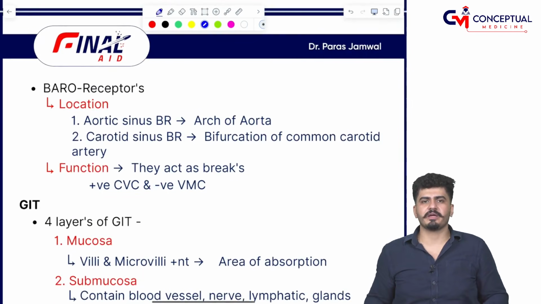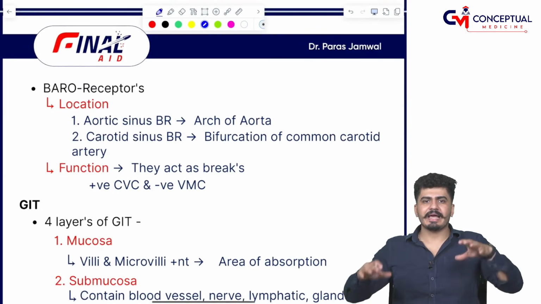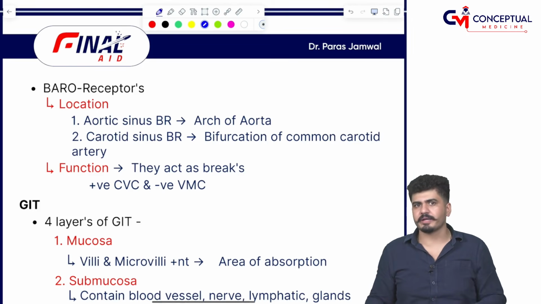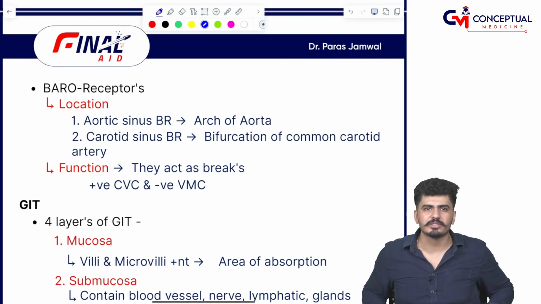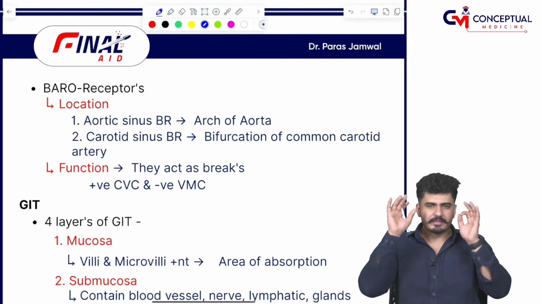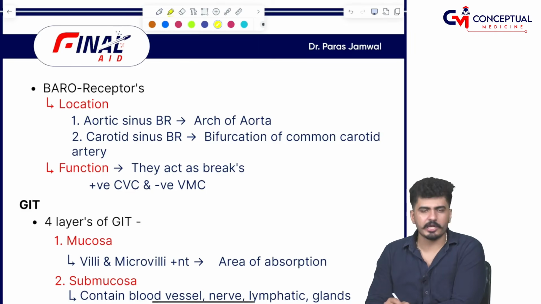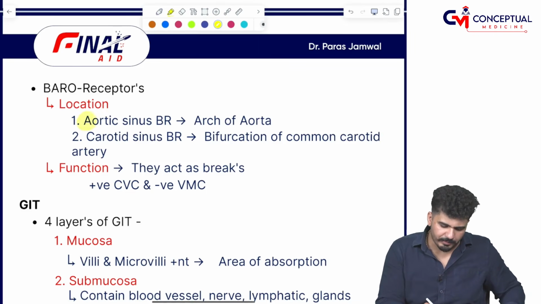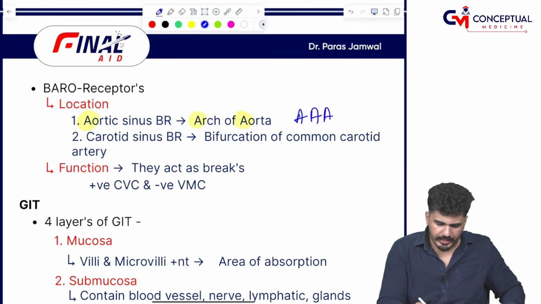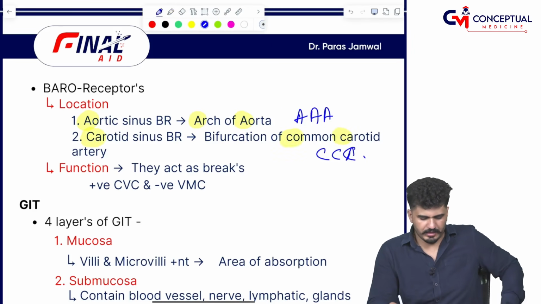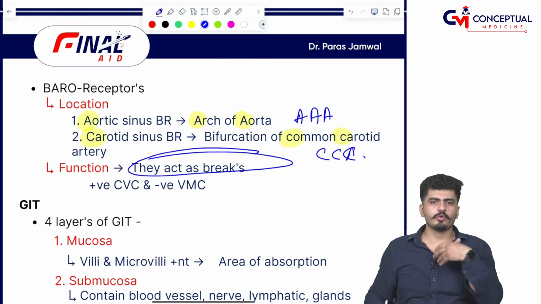Now baroreceptors, what is their function? They act as a brake. When to increase the CVC and when to decrease the VMC will be decided by the baroreceptors. Where they are present is also a very simple question: aortic baroreceptor and carotid baroreceptor. The aortic are present at the arch of aorta, that is A. Carotid is present at the bifurcation of the common carotid artery, that is CCC. Function: they act as a brake.